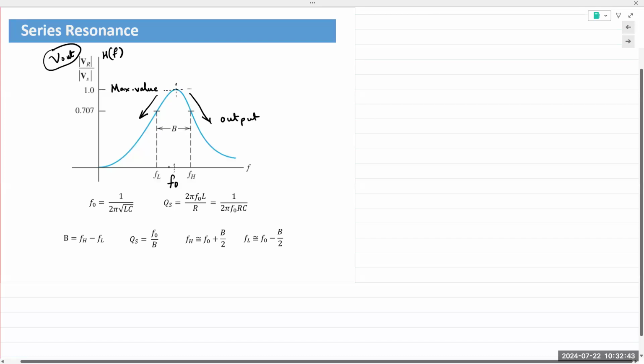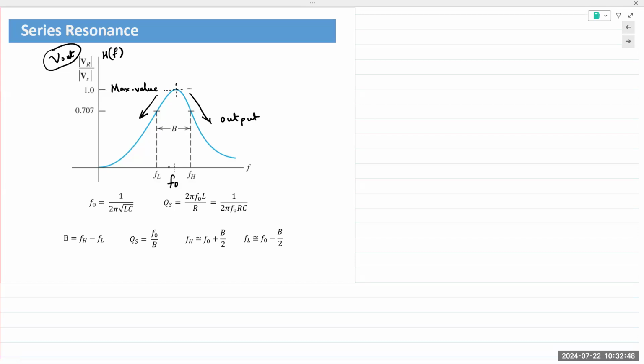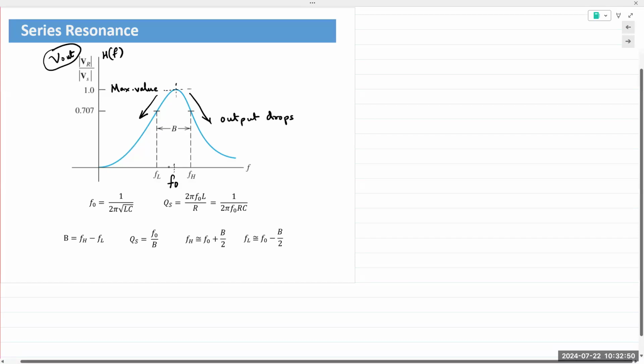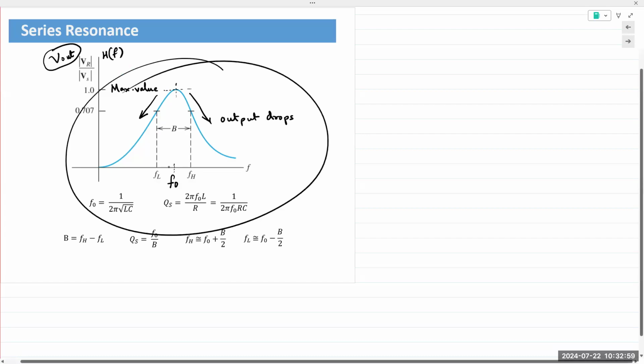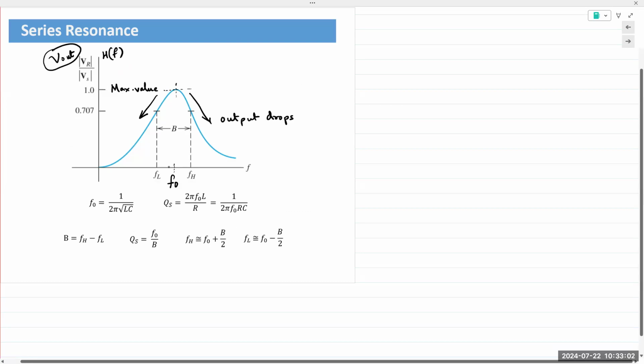Because for all other frequencies, either the inductor or the capacitor requires a bit of energy from the source. And so if you're taking the output across the resistor, the output would be less. And when you plot these characteristics, we can see that these characteristics are for a band pass filter. There is a certain band of frequencies in the middle that is allowed to pass through. All the other frequencies are blocked.